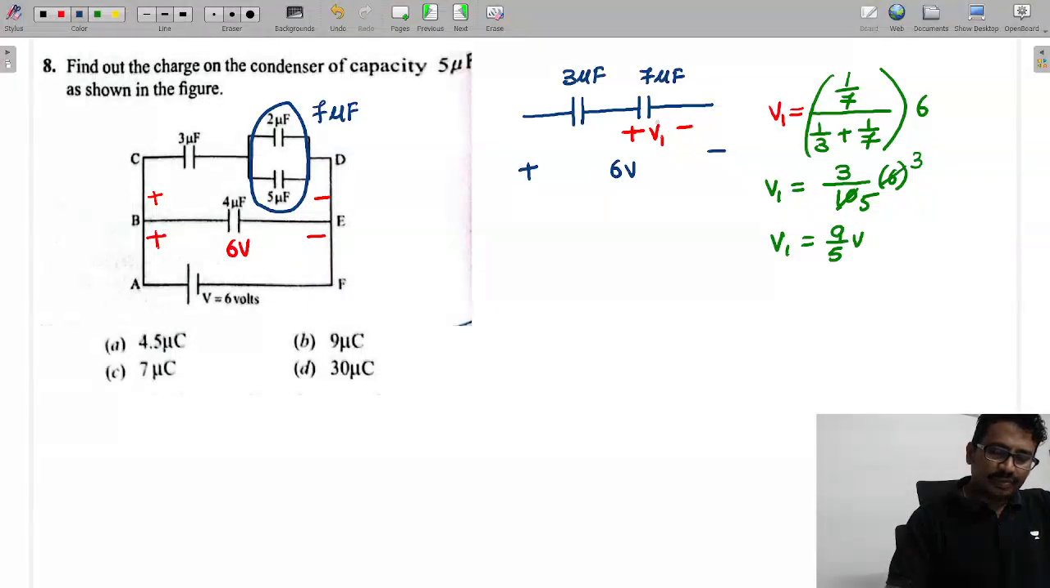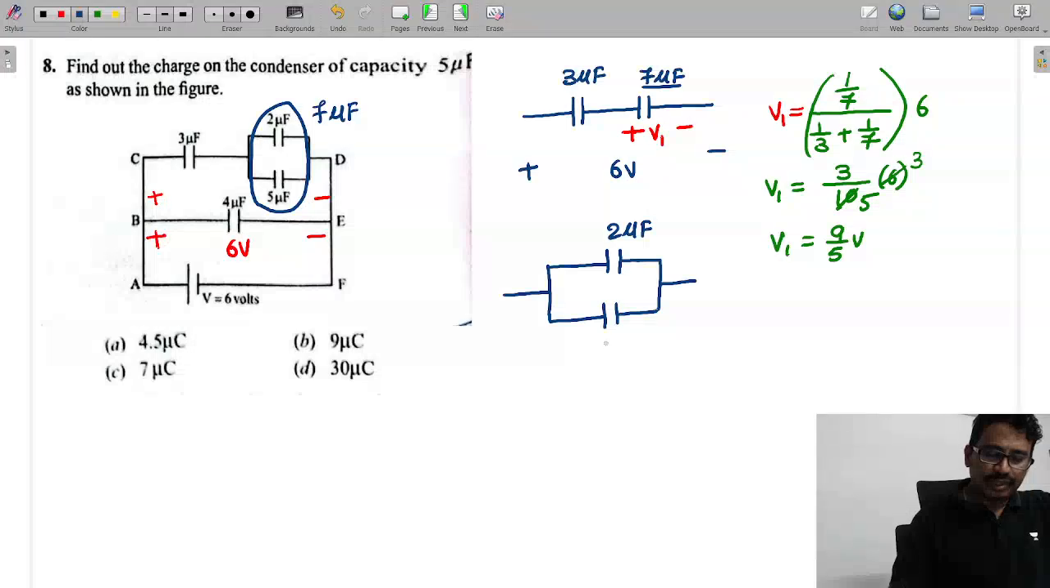Now again, that means the voltage across this 7 micro. 7 micro is nothing but what? Tell me. A combination of two capacitors. Those are what? The 2 and 5 combination. This is the combination of two capacitors, that is 2 microfarads and this is 5 microfarads. And the whole voltage is how much?